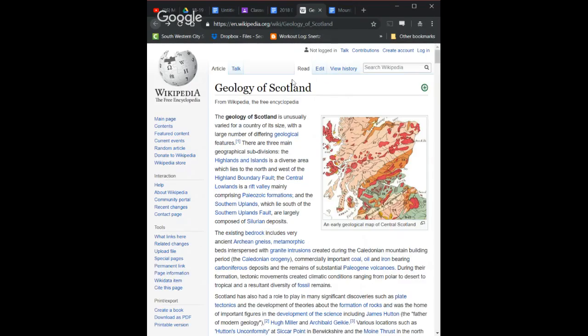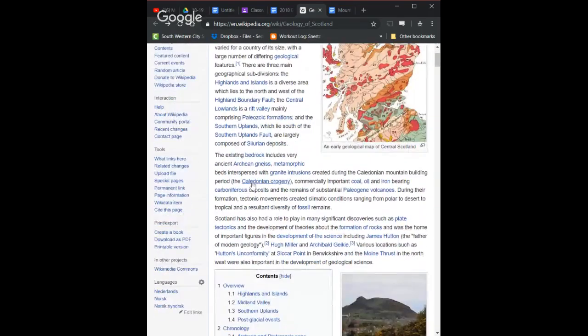Let's go back to the Geology of Scotland and see if we can find it. Oh, here we go. The existing bedrock includes ancient Archean gneiss metamorphic beds interspersed with granite intrusions created during the Caledonian mountain building period. Boom, done. That's it. That's all you need.